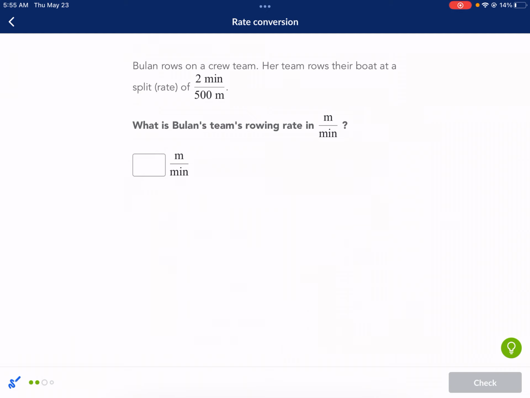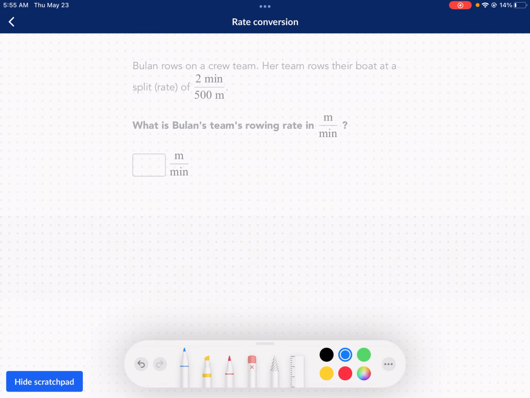Next one. These are actually all easy ones. There's not double conversions. I'm hoping it gives us a double conversion at the end because I really want to show you one of those ones. But for now, they're giving us kind of easy ones.